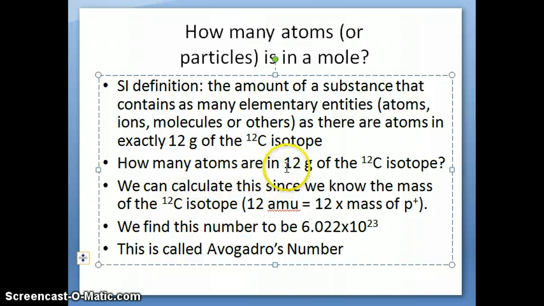Because first off, we have 12 grams of the material, which is carbon-12 isotope. We also know that the mass of a carbon-12 isotope is 12 AMU. Now what we have to do is just relate 12 grams to 12 AMU. Now we know that 12 AMU means 12 times the mass of a proton, because 1 AMU is equal to the mass of a proton. So you can do this calculation, which I'll do in the next slide.